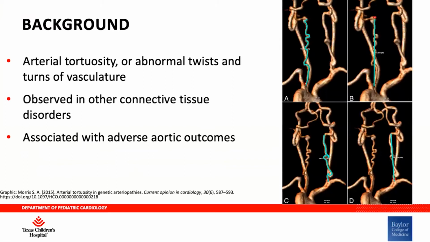So arterial tortuosity is essentially abnormal twists or turns of the vasculature. It is shown in this picture, and it's been described as a biomarker, as I mentioned, in other connective tissue disorders. One way to measure arterial tortuosity is through the use of VTI here, which can be measured in an MRI or a CTA. VTI is most commonly measured in the vertebral arteries. And increased tortuosity has been associated, in prior literature, with adverse aortic outcomes in other connective tissue disorders. These outcomes include things like aortic dissection, rupture, and death.